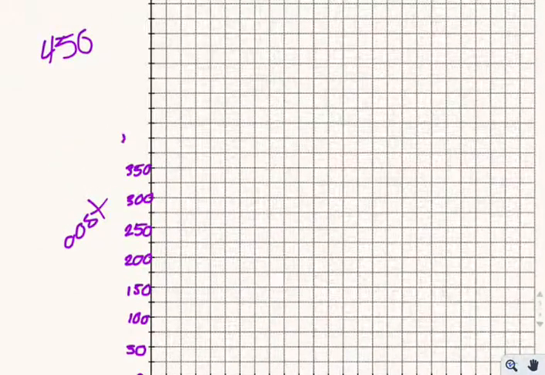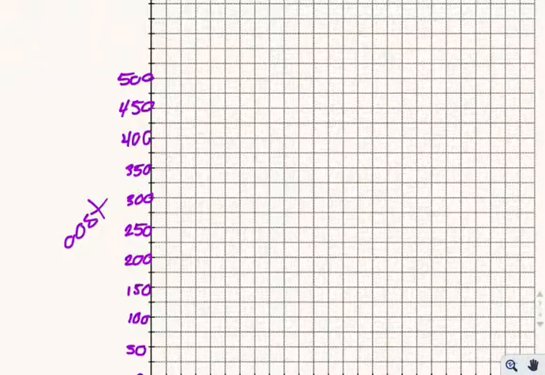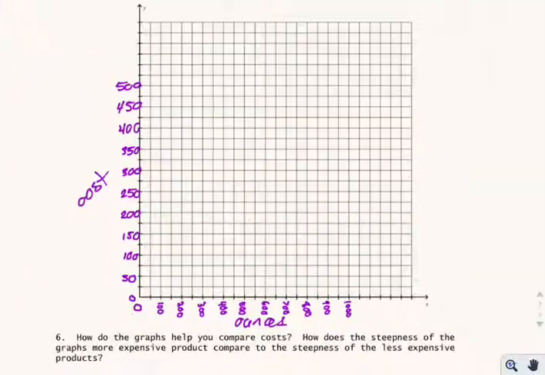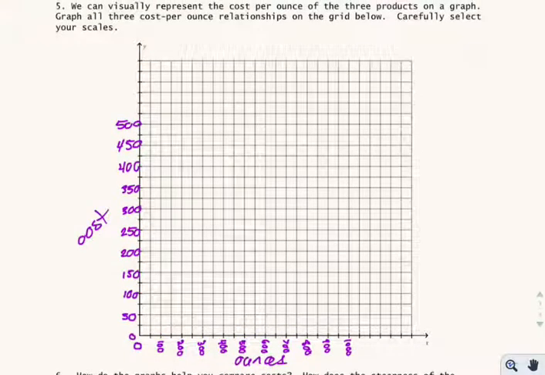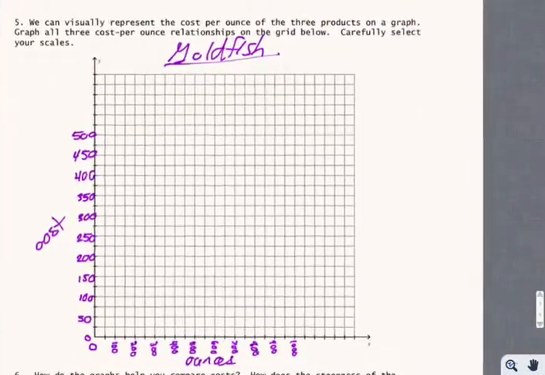So I kind of fill out my grid. So it's 50, 100, 150, 200, 250, 300, 350, 400, 450, and I'm actually going to go right up to 500 so that I exceed the maximum that I need in my graph. So I've labeled my scale, and I have my axes labeled for ounces and cost, and then I'm just going to put my title across the top, Goldfish. You can be a little more creative with your title, but for my example, we're just going to do this.